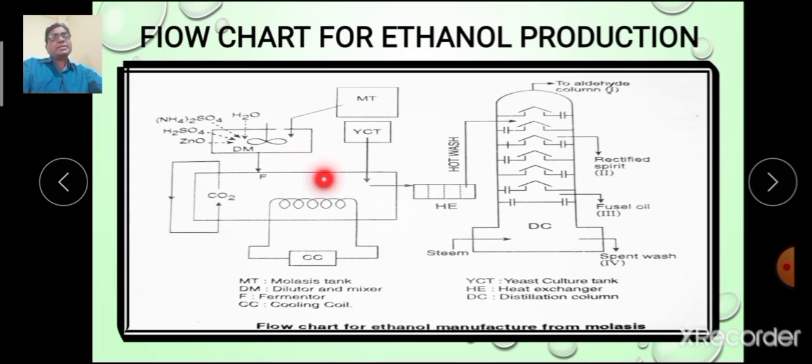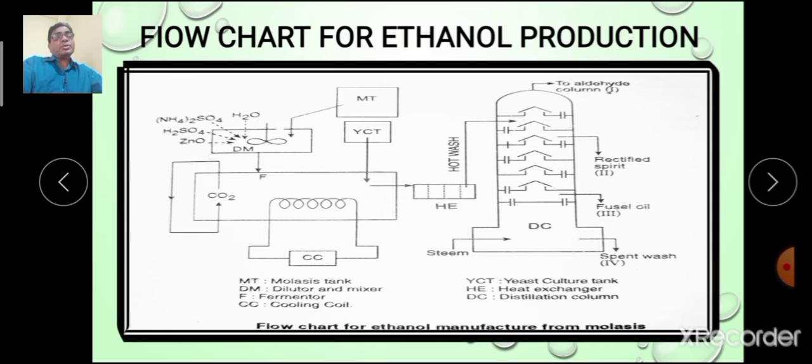As the reaction starts, the yeast converts the sugars present in the molasses into two products. The yeast supplies two enzymes. The first is known as enzyme invertase, which converts the sucrose, that is a disaccharide, into two monosaccharides, glucose and fructose. The second enzyme supplied by the yeast is known as zymase, which converts the sugars into ethanol.